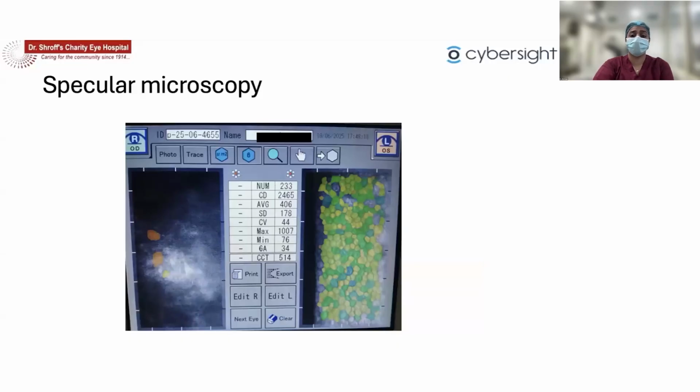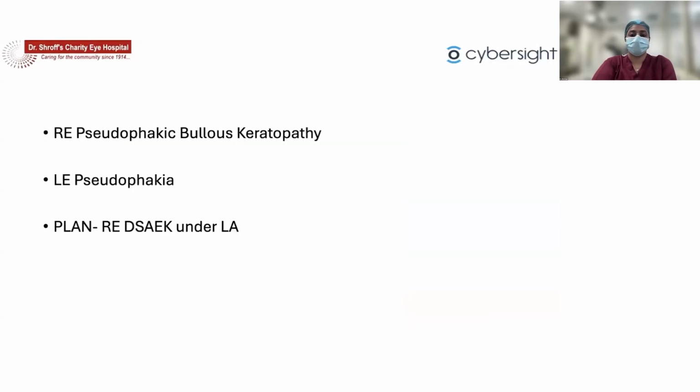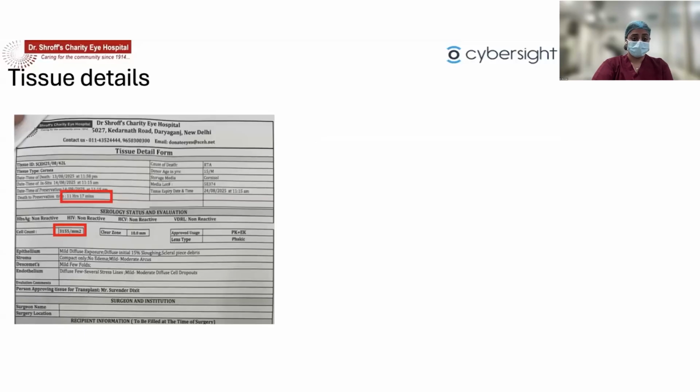This is the specular microscopy of the patient. We can see that there is no documentation in the right eye, and the left eye endothelial cell count is fine, that is 2,465. So we made a diagnosis of right eye pseudophakic bullous keratopathy and left eye pseudophakia, and planned a right eye DSEK under local anesthesia. This is the tissue details that we'll be using.